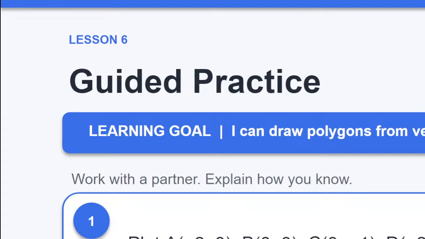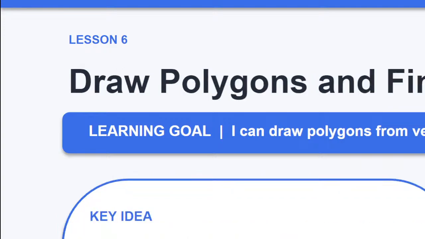Number 1, plot A, this is practice by the way. Plot A (-2, 3), B (3, 3), C (3, -1), D (-2, -1). Number 2, name the polygon. Number 3, find AB and BC. Number 4, find the perimeter. I think you have to use this, I think. Yeah.